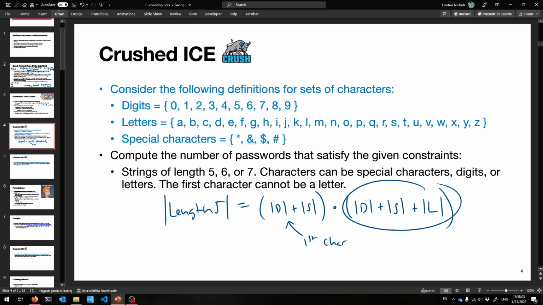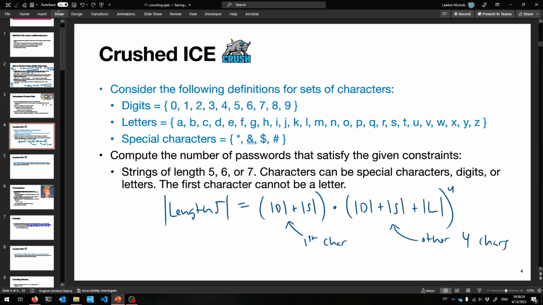And it's kind of the same. You keep multiplying by this for every other character, and you've got 5 characters total in this set. So it's just this to the 4th power. You see that? So this is for the other 4 characters. And so that's the size of all the passwords that satisfy these constraints of length 5.